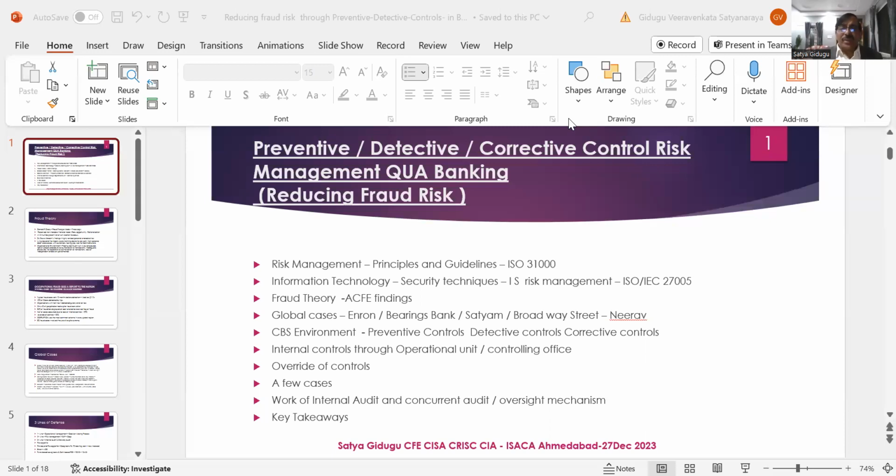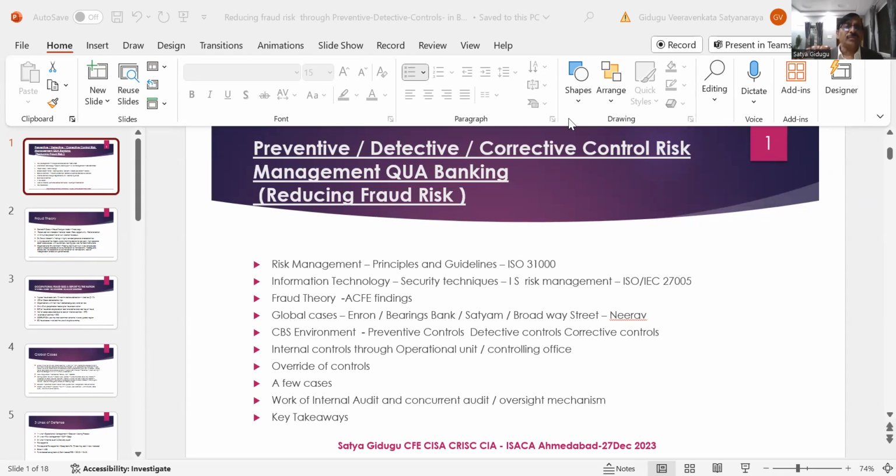So before Mr. Pathak comes and introduces me, the session today is preventive, detective, corrective control, risk management in banking. And these controls could be certain controls I will be speaking at a later time. They will be more specifically applying to the banking industry. But some of the fraud scenarios that I will be discussing in this session generally apply to even manufacturing or services sector, other sectors too, but more predominantly they'll be applicable to the banking sector.